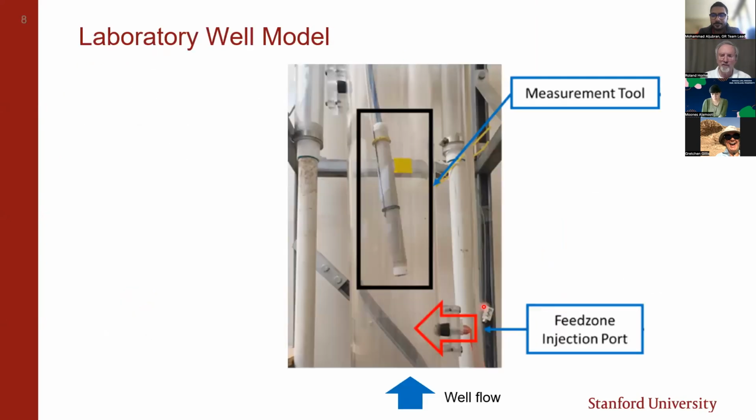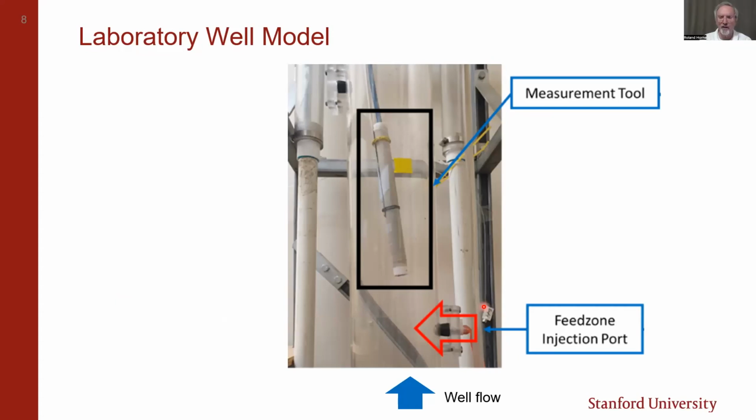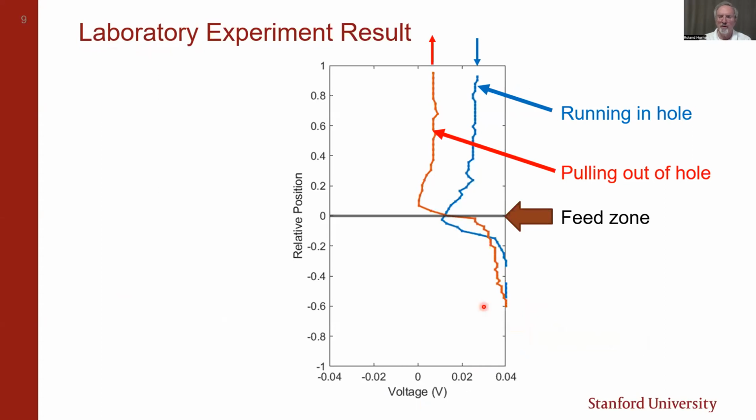So here is a picture of the model wellbore in our lab at Stanford. This model wellbore is transparent. The kind of measurement that we might see, these are the measurements that we took in that wellbore, running into the hole and running out of the hole. You can see, in this case, of course, we know where the fracture actually is, or the feed zone, and there is an indication that it passes that feed zone.